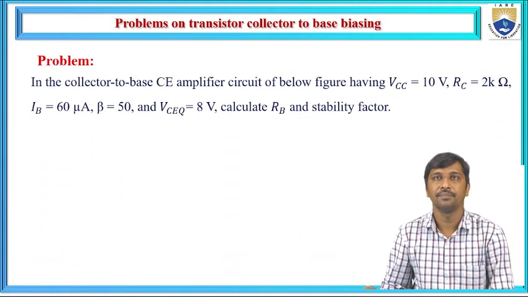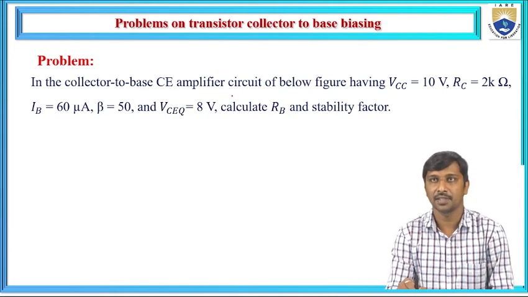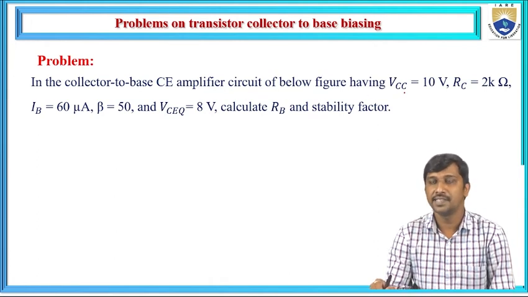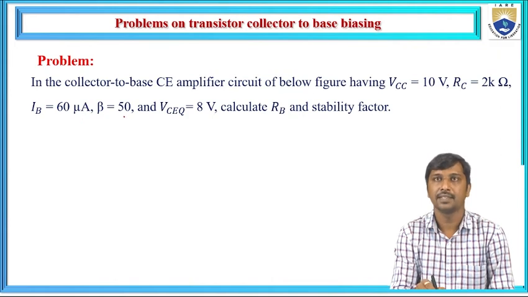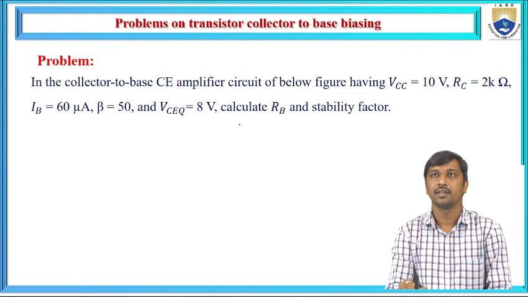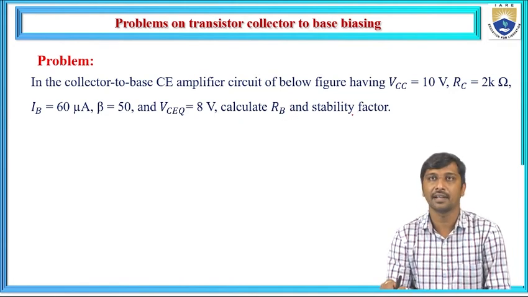Now we'll see another problem. In the collector to base CE amplifier circuit of the below figure, having VCC of 10 volts, RC of 2 kilo ohms, and base current of 60 microamperes, beta is 50, and VCEQ is 8 volts. Calculate the base resistance and stability factor.